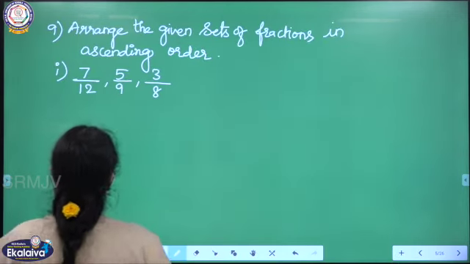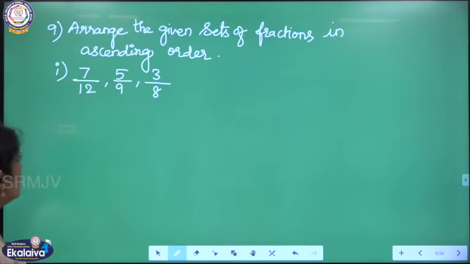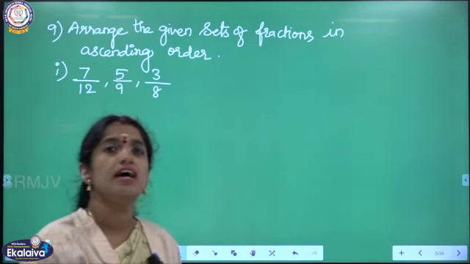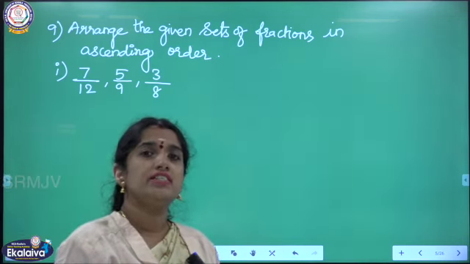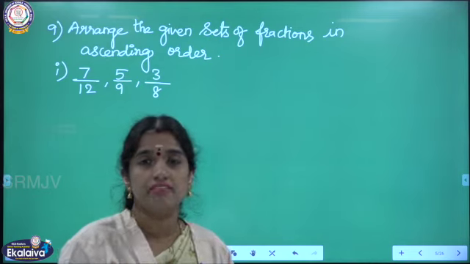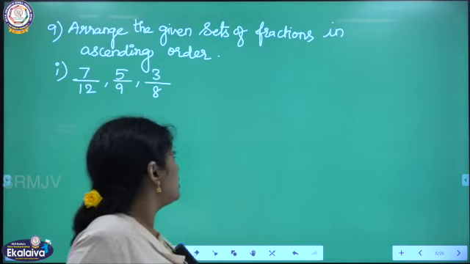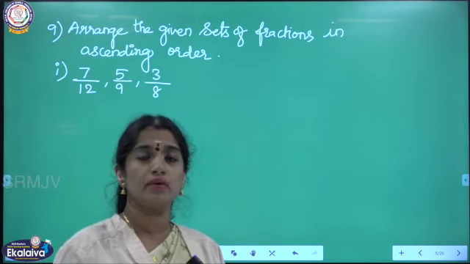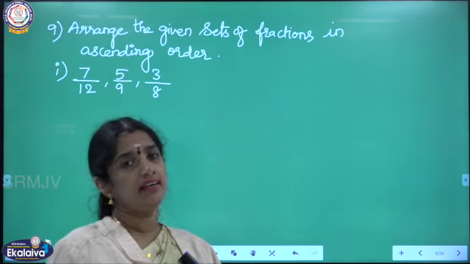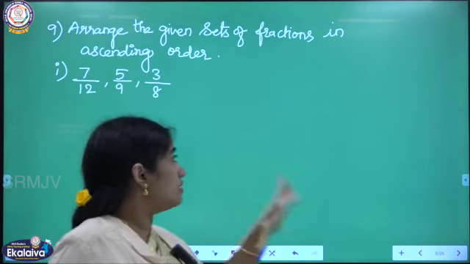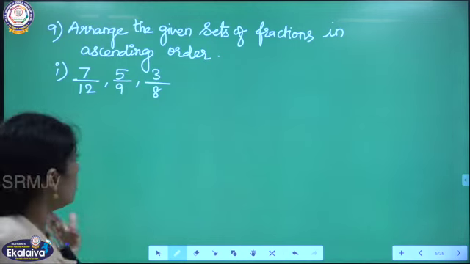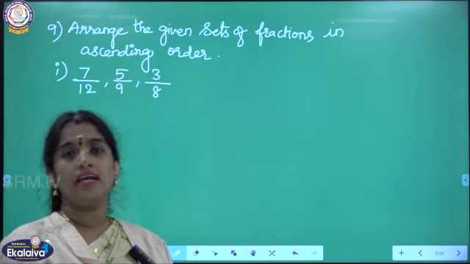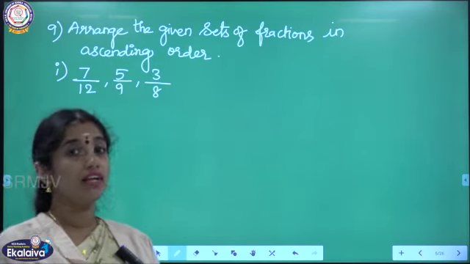Now I am going to arrange the fractions in ascending order. How can I arrange the fractions? If it is a like fraction, I can arrange. If it is an unlike fraction, I have to make it a like fraction. How can I make it a like fraction? By using the LCM. Once I do the LCM, all my denominators become the same. Once your denominators are the same, it is a like fraction. Can you clear this, children?